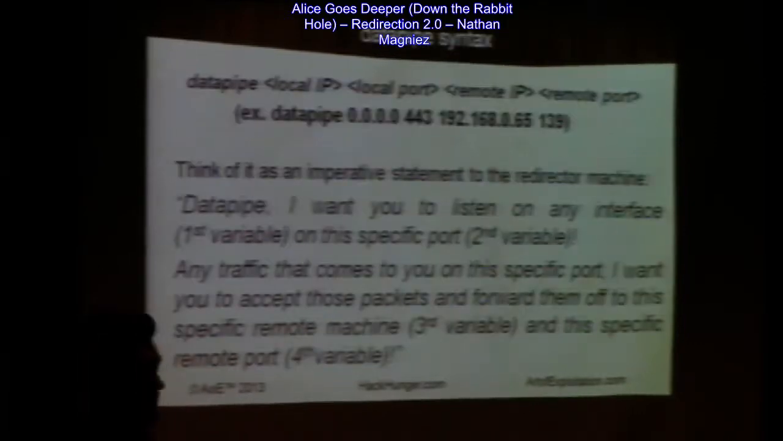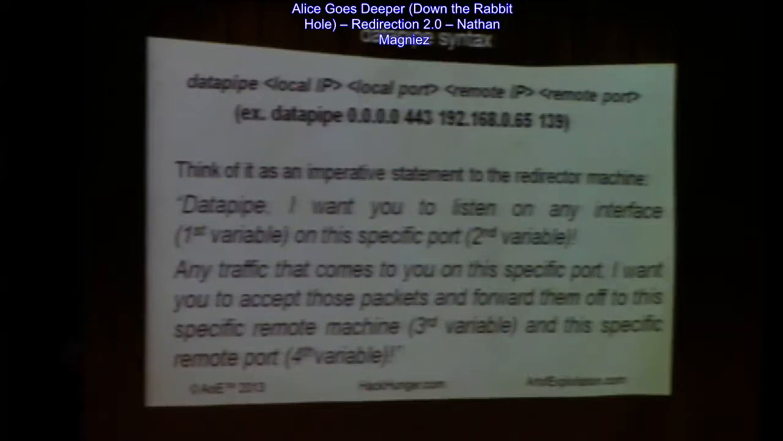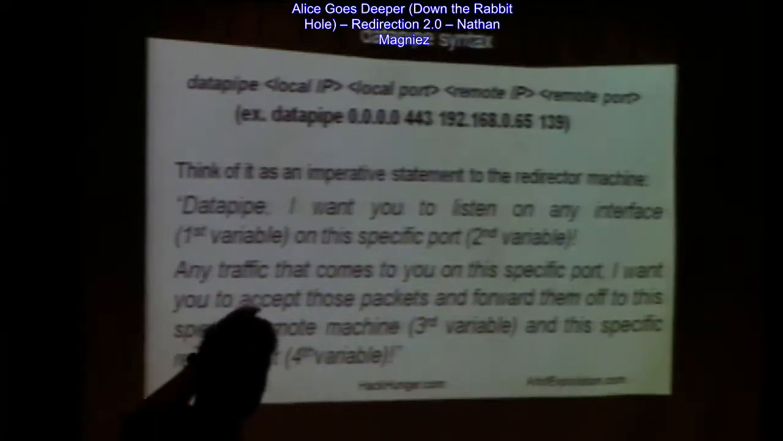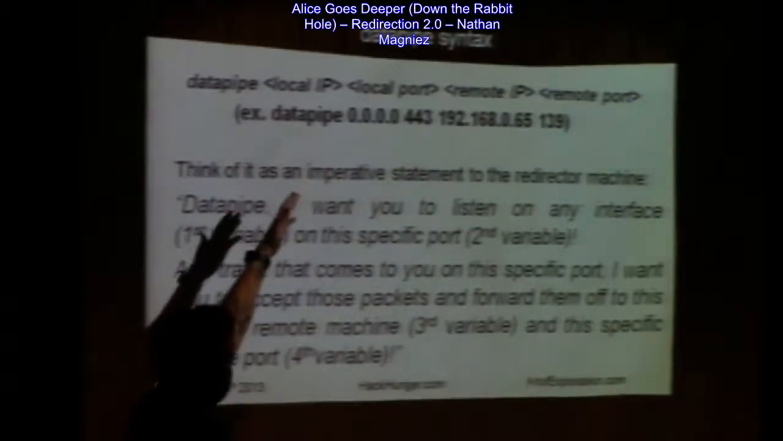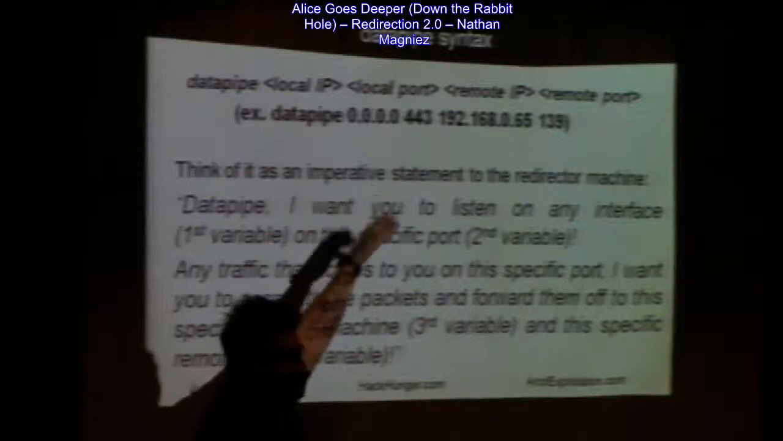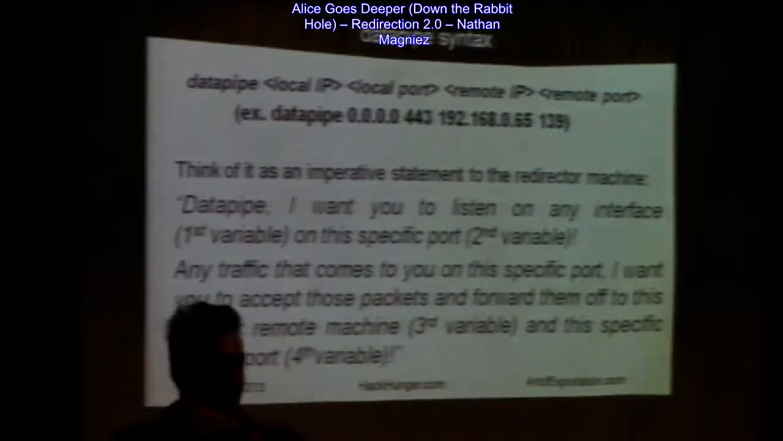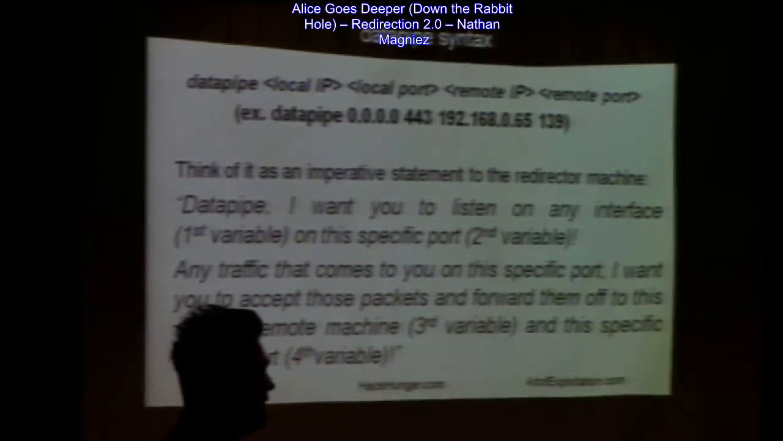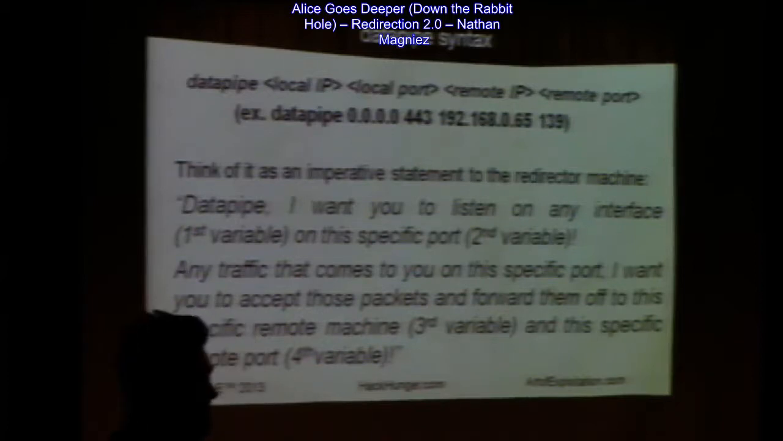So here's the syntax for DataPipe. It's relatively simple, and just like any command line syntax, you can think of it as an imperative statement. DataPipe, I want you to go ahead and listen on this interface, on this machine, on this specific port, and then redirect it off to another target. So just like when we fire up our web browser and go to hidemyass.com, we tell him where to go, right? Some website that you don't want them to know that you're surfing to, right?